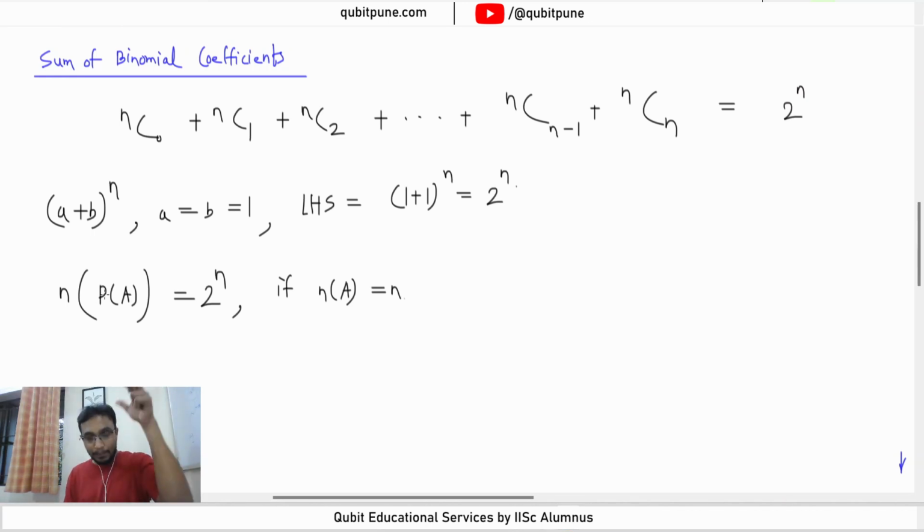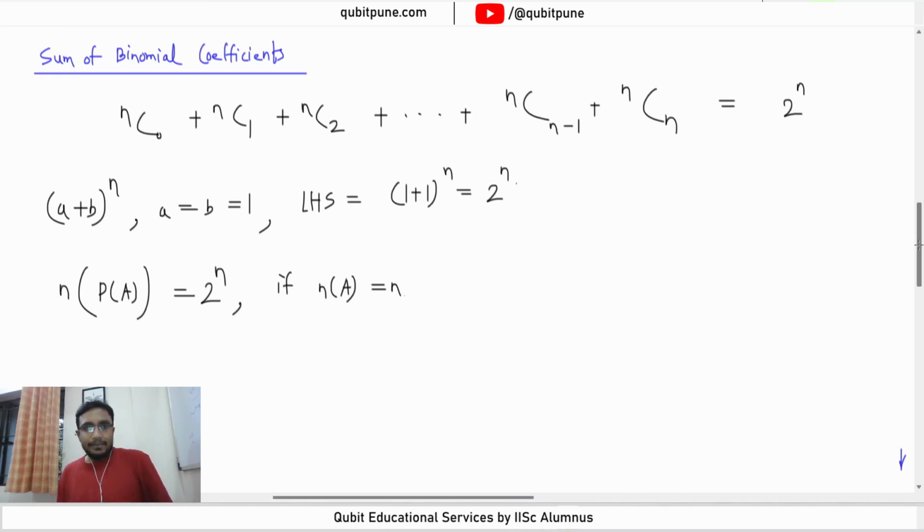So the proof of the fact that if set A has n elements, then its power set is going to have 2 raised to n elements, or 2 raised to n subsets, is first to know mathematical induction, then to know the binomial theorem, and then to use the special case A equal to 1, B equal to 1 to get that result. Remember, the sum of binomial coefficients is always 2 raised to n. Have you followed this? Okay.